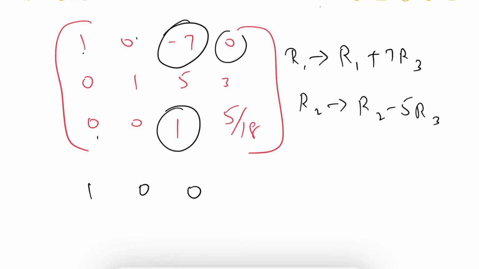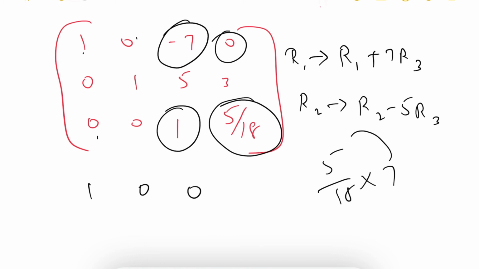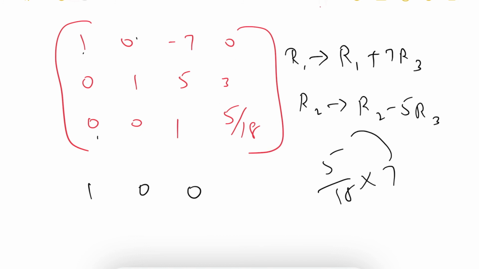Next, the same way, this is 0. This is 5 by 18. 5 by 18 if you multiply with 7, 5 by 18 into 7, 5 7s are 35 by 18 as it is. So it will become 35 by 18. I'll write that here, 35 by 18. Okay, whatever I got now.